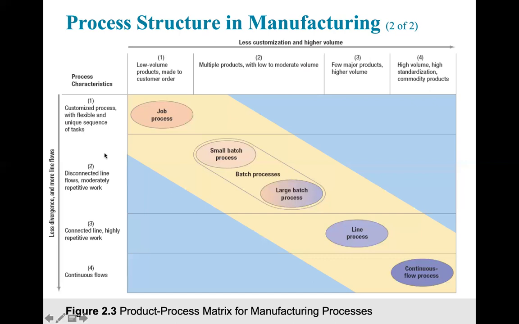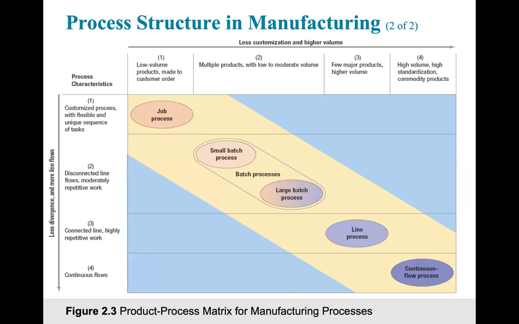And if you look at amount of divergence and line flows here, we typically have what's called a disconnected line flow. We make stuff, run a production batch, stop, make another batch, stop, make another batch. So there's a lot of repetition, where the production line is run, stopped maybe for maintenance, and then set up for the next run. It could even be set up to make different types of products.